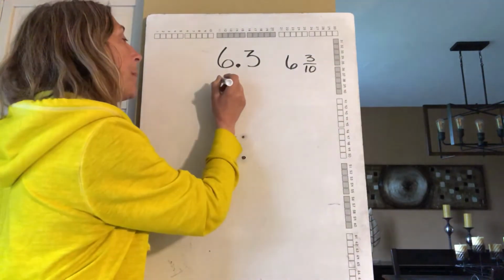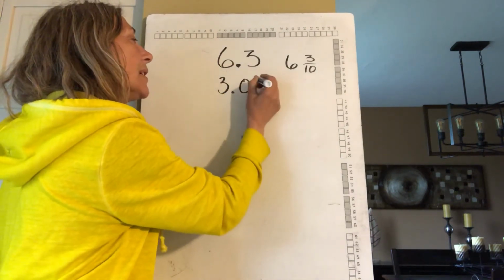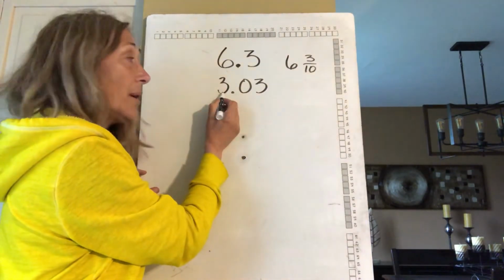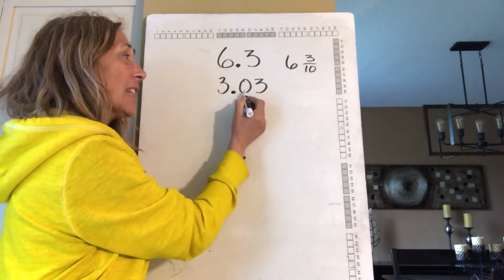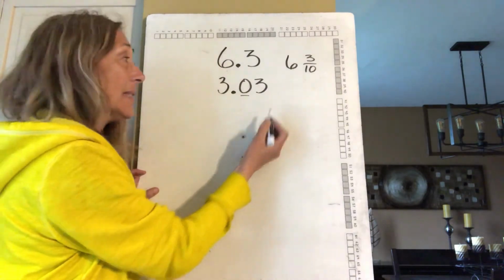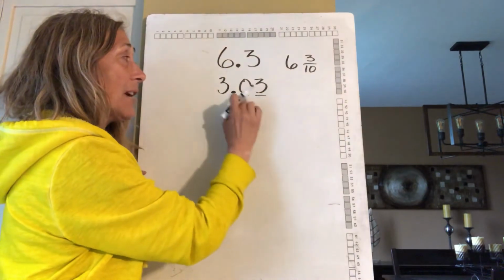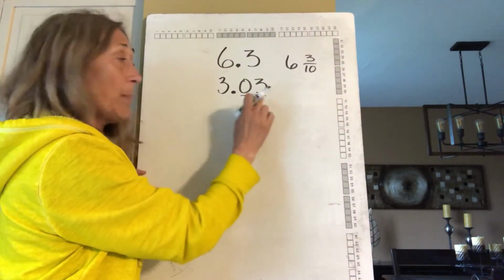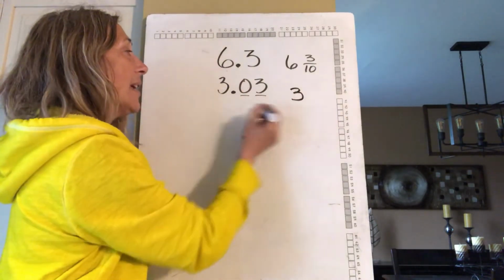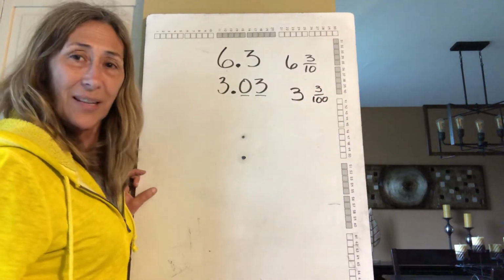I'm going to do 3. Now I'm going to put a 0, and I'm going to scoot my 3 over 1. So I still have 3 wholes. My decimal point says "and." Now these are less than a whole. Here's my tenths place. Here's my hundredths place. So if I were to read this number, this is 3, but it's in the hundredths place. So I would say 3 and 3 hundredths.